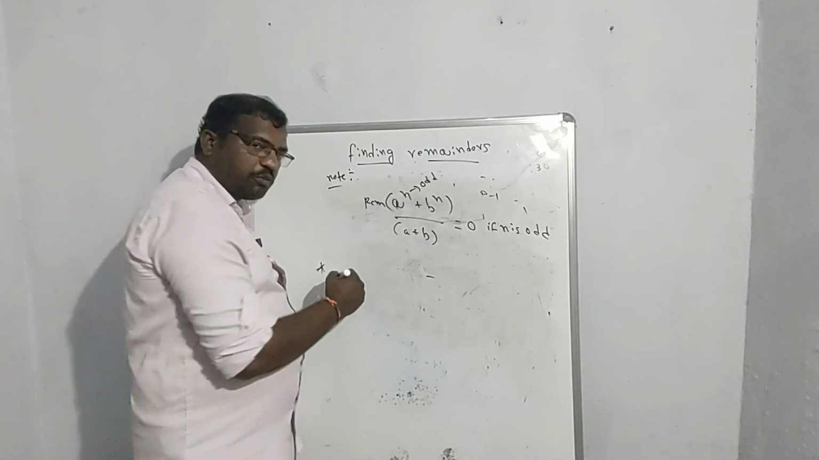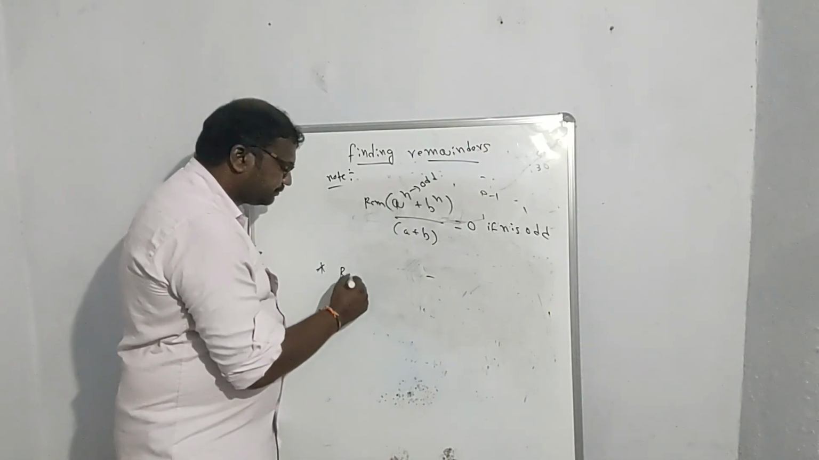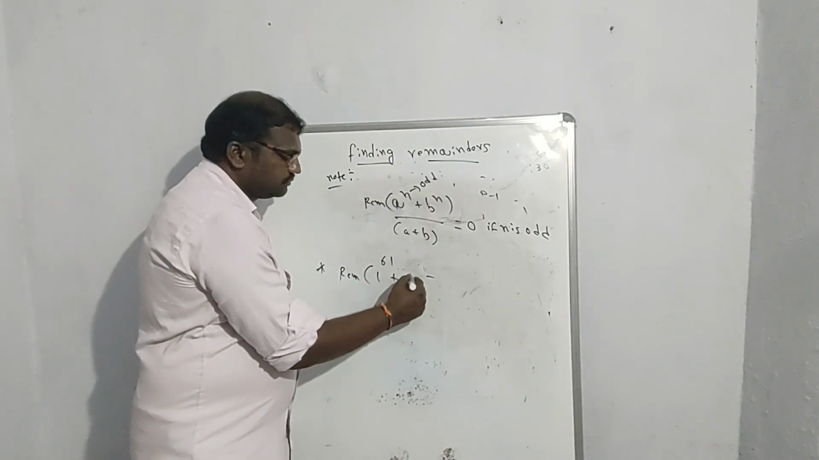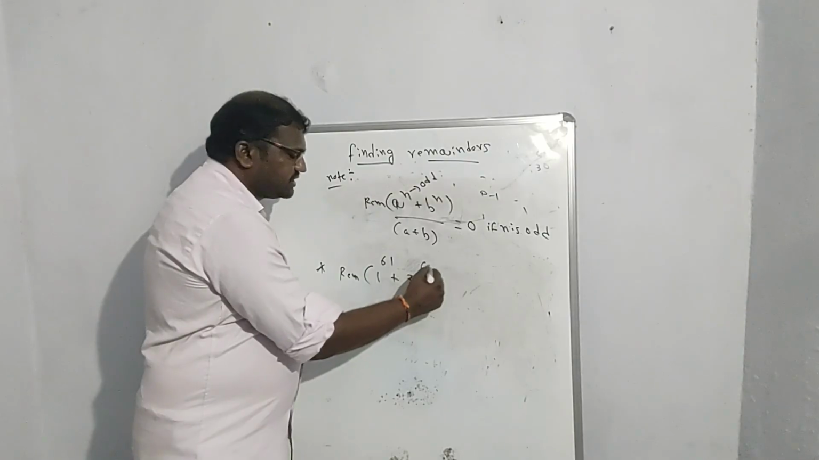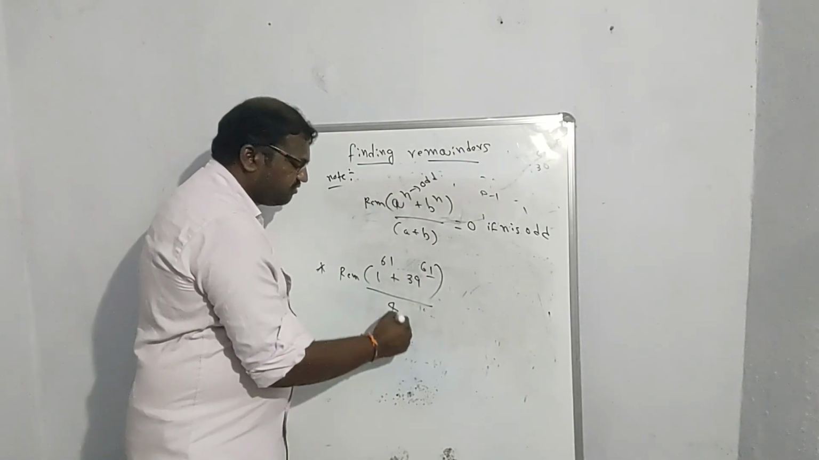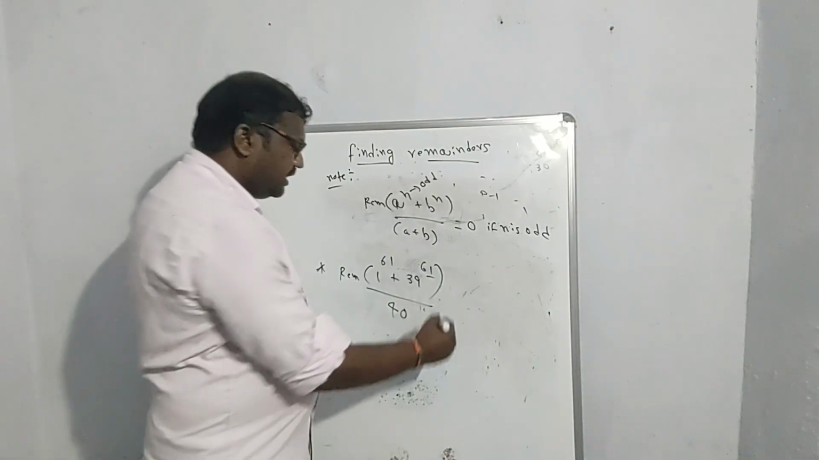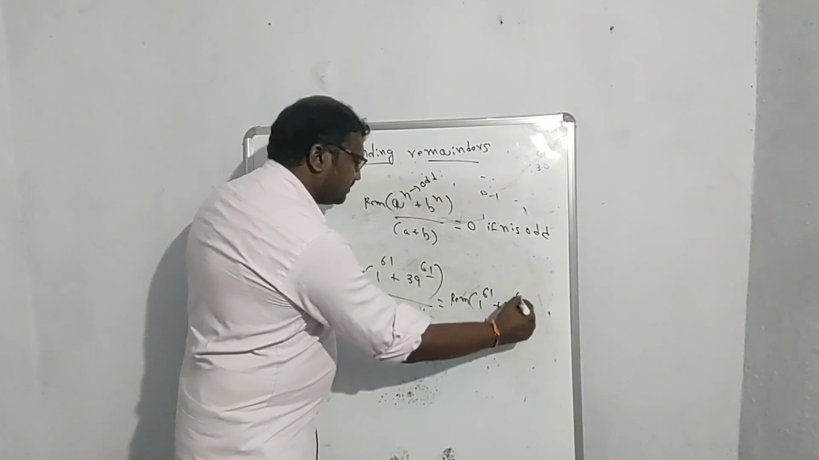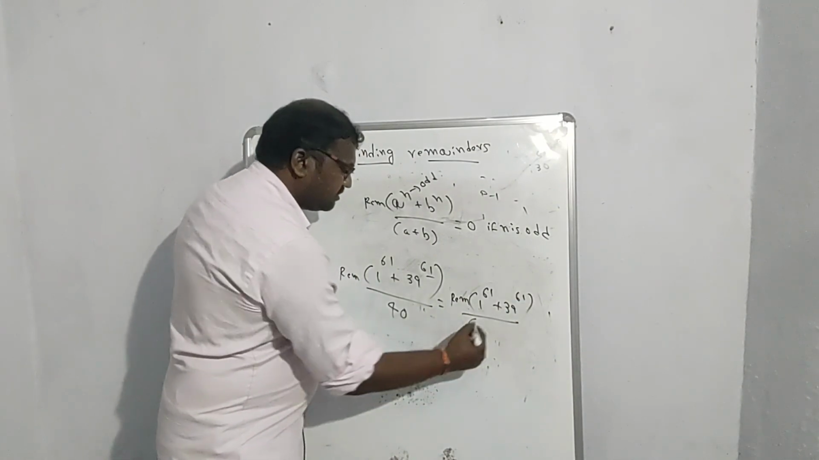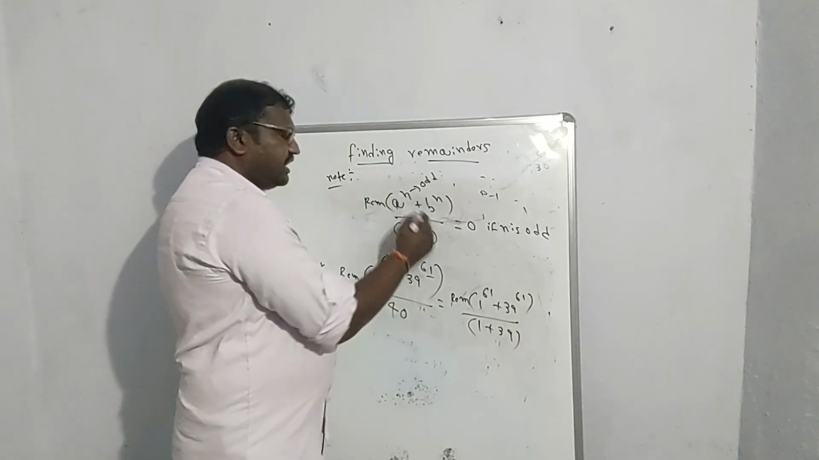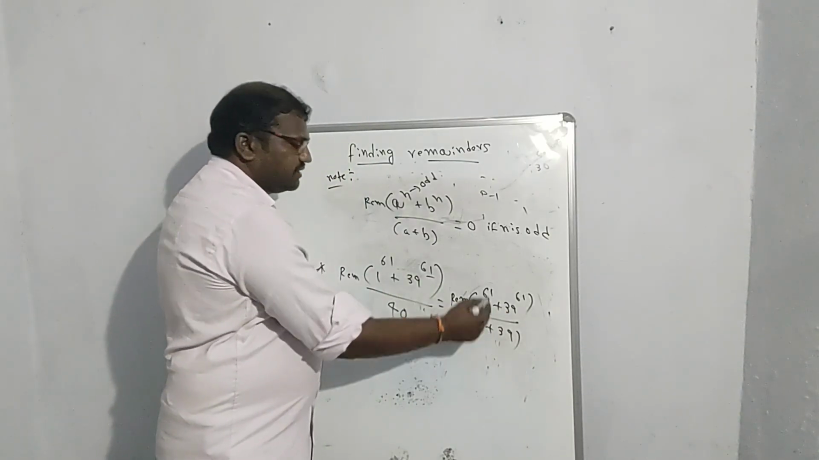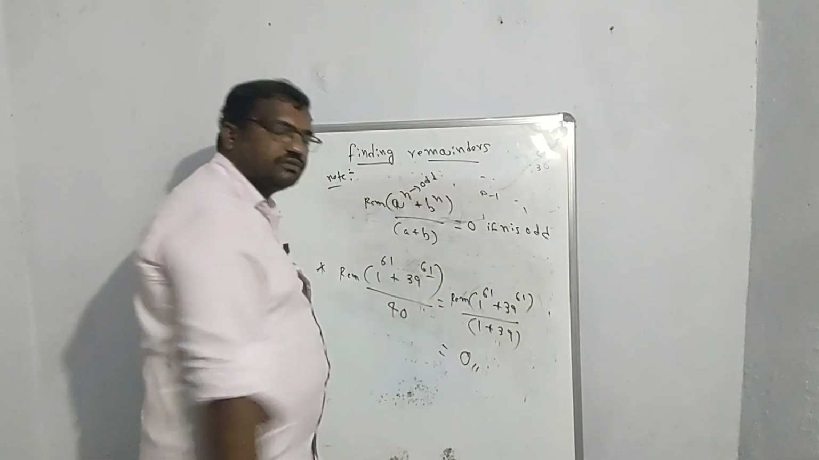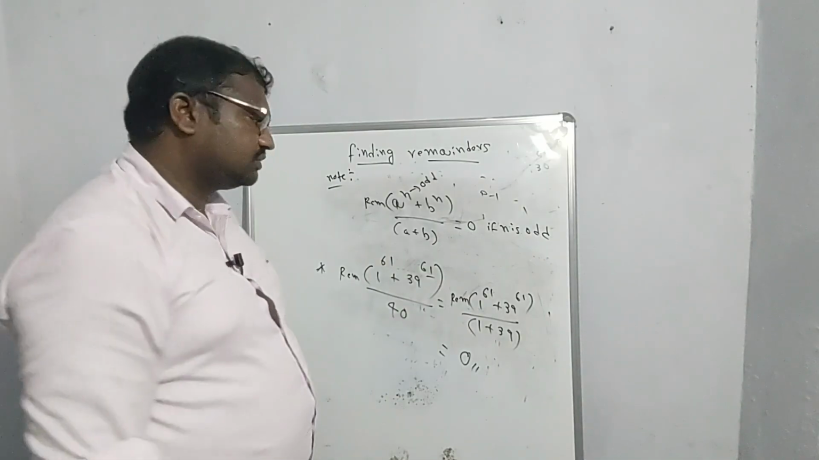I am writing one problem. The remainder of 1 power 61 plus 39 power 61 divided by 40. What is the value? The divisor is 1 plus 39. It looks like a power n plus b power n by a plus b. If n is odd, and here 61 is odd, so your final remainder is 0.